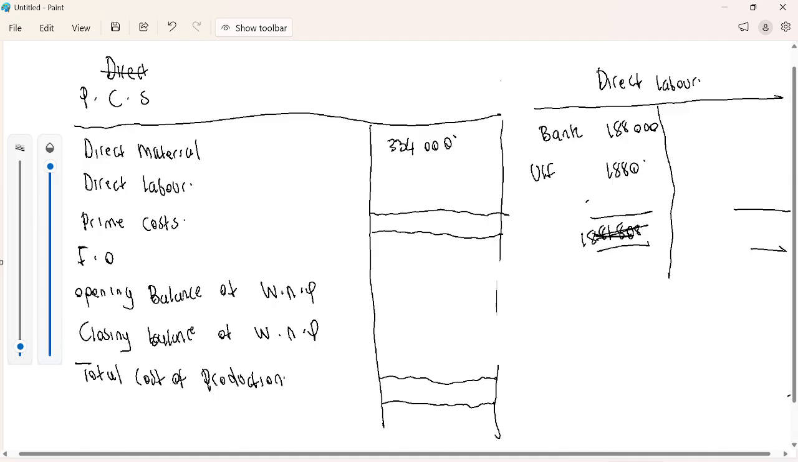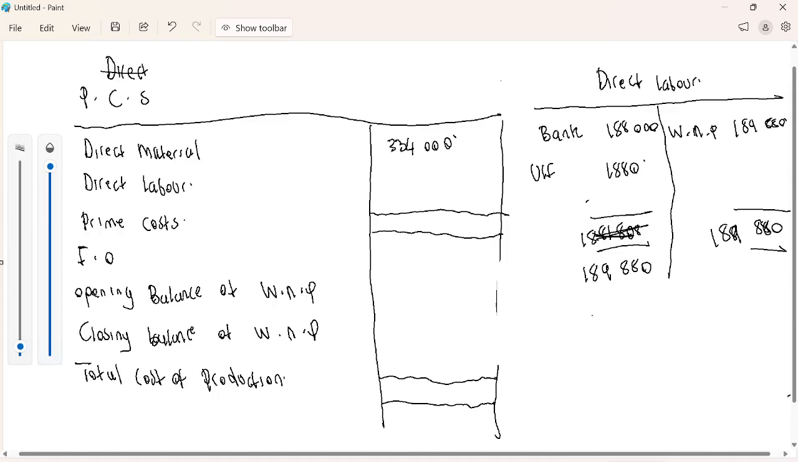No, cancel. So I'm having 189,880. This side I'm gonna also have 189,880. This balance I'm gonna take to the other side. This balance will also be at the top, which is my work in progress, 189,880. Direct labor, this amount is gonna go to direct labor.